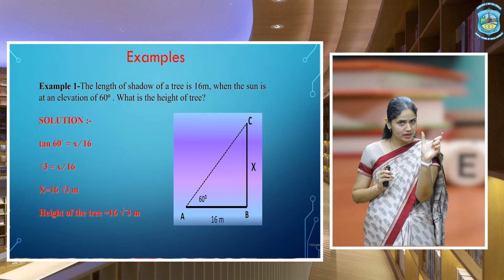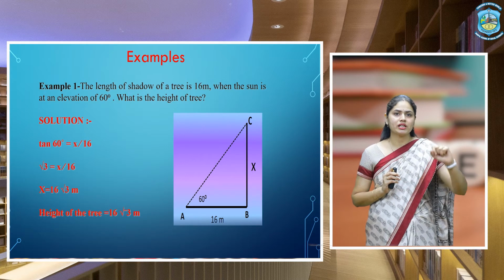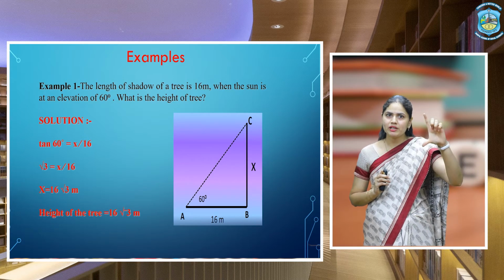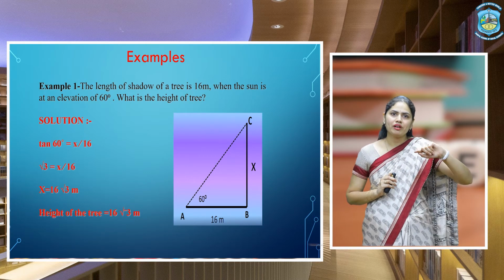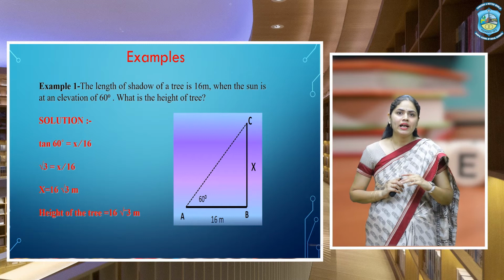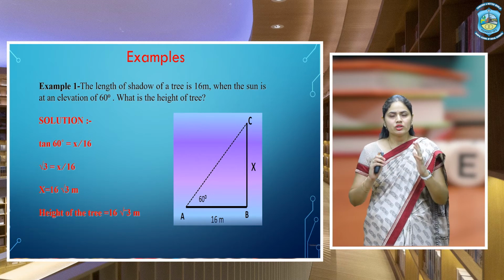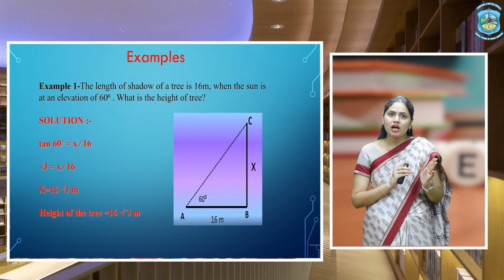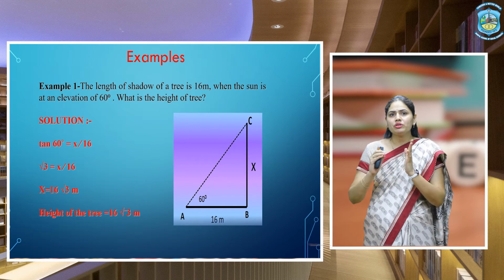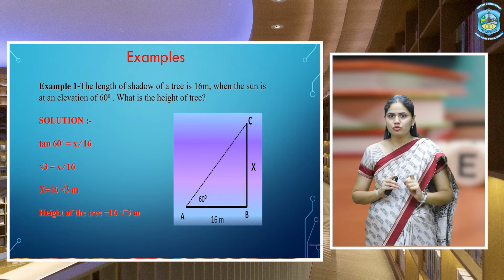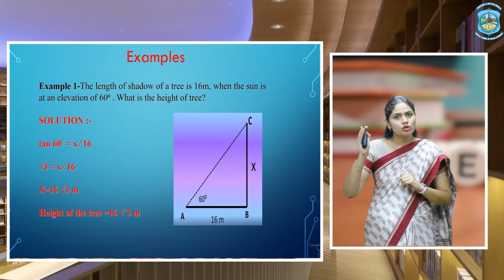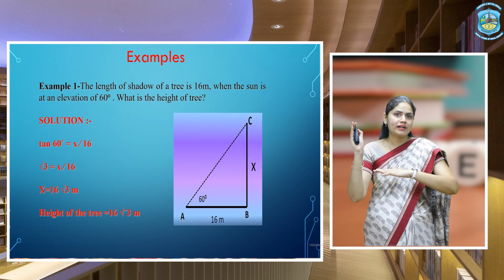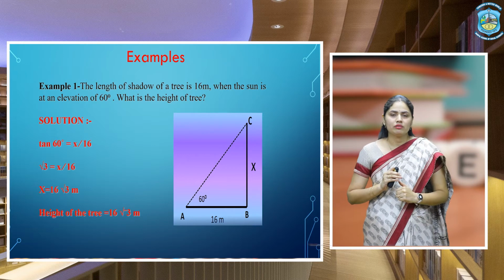AB is also called the base, that is 16 meter. BC, that is the perpendicular, we need to find out, let it be x. The angle of elevation, that is angle A, is 60 degree. So first we have to find out what values we need to find. We have to find the perpendicular, and the base value is given. So by using perpendicular and base we have to solve this.